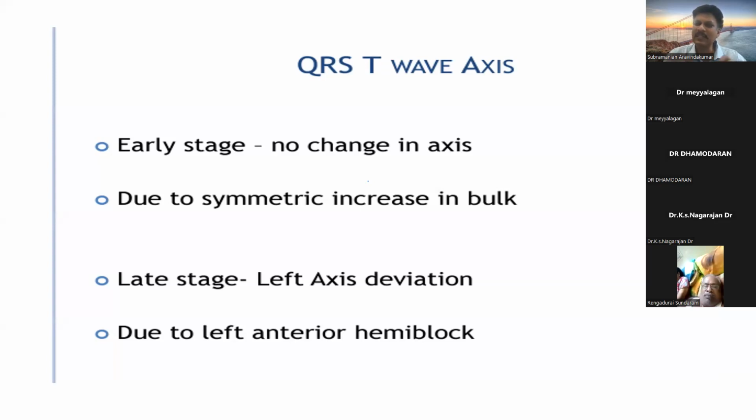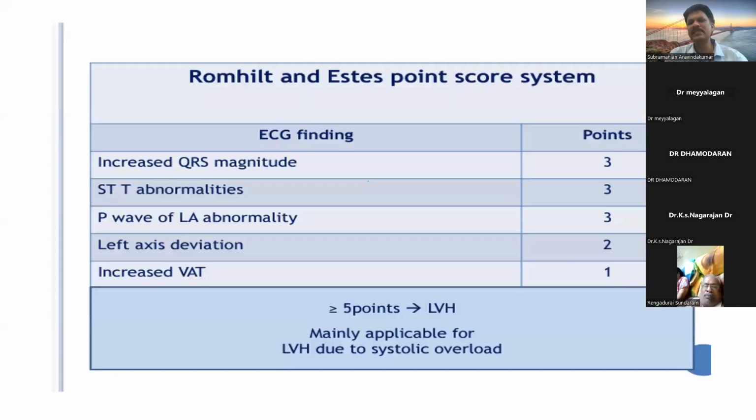And also because it is thickened, it is stretching. The left anterior hemiblock can also happen, where the degree of left axis is much larger, to more than minus 30 degrees. So is there any scoring system? This is simple. Whatever I told in the ECG is very simple.